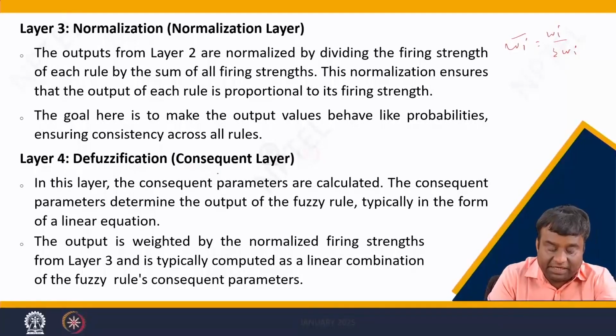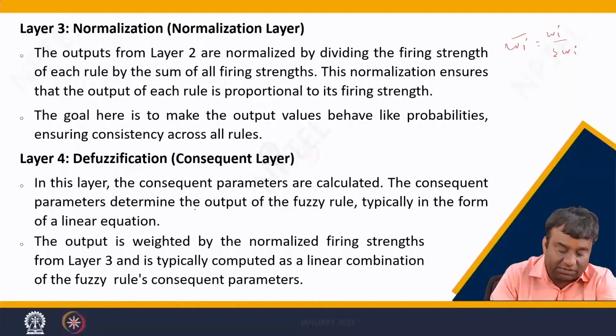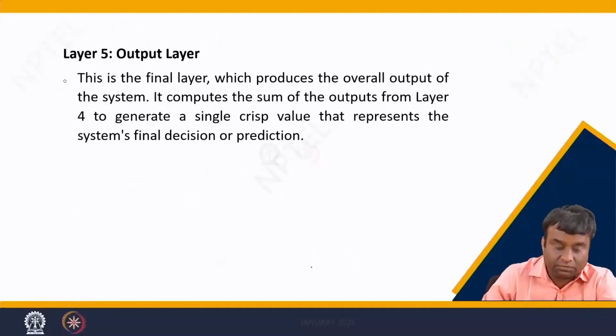Layer 4 is defuzzification or consequent layer. In this layer, the consequent parameters are calculated. The consequent parameters determine the output of the fuzzy rule, typically in the form of linear equations. The output is weighted by the normalized firing strengths from layer 3 and is typically computed as a linear combination of the fuzzy rule's consequent parameters.